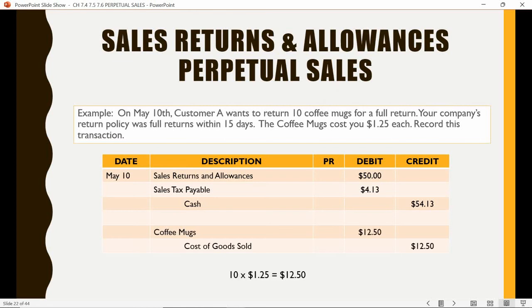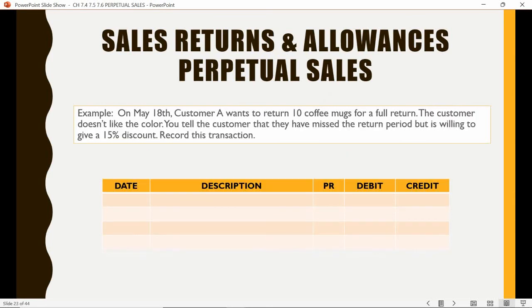So 10 times $1.25, which means I got to put $12.50 back into my inventory, and I need to reverse the cost of goods sold because I unsold something, right? So in this case, I need to take it out from my cost of goods sold, right? All right. Any questions here? So that was just the return.